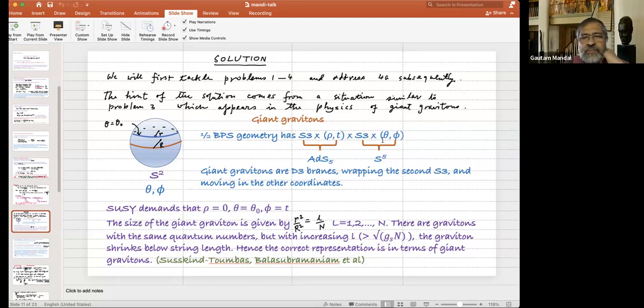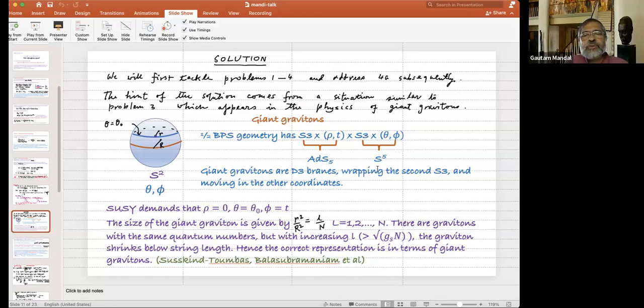So S5 can be thought of as some kind of an S2 fiber over S3, and similarly here, rho and t are the fiber directions over S3. These S3s are not deformed further in the half BPS geometry. And so giant gravitons are D3 branes which wrap the second S3. It's a D3, therefore it can wrap an S3, and that's what they do. In the rest of the directions, it looks like a point particle.